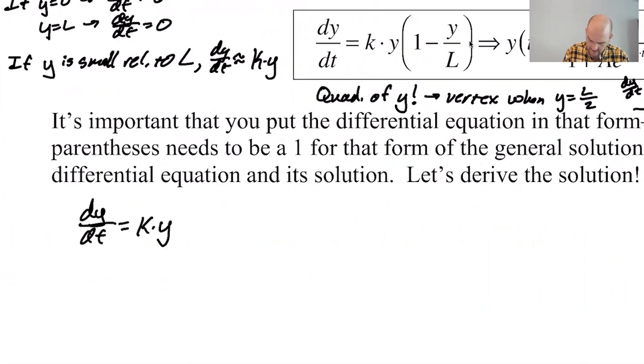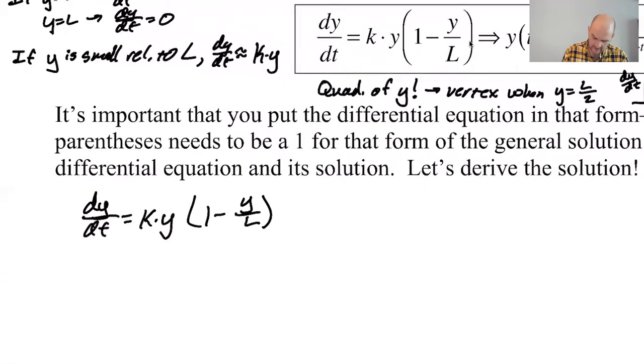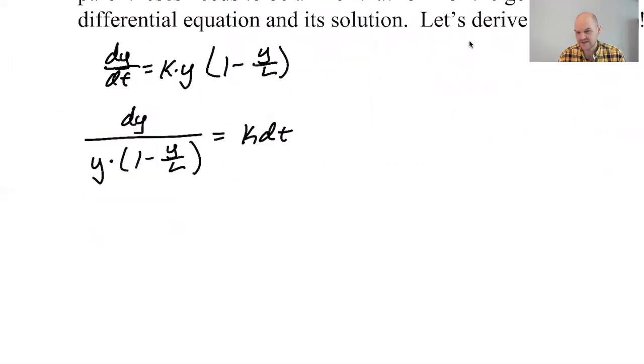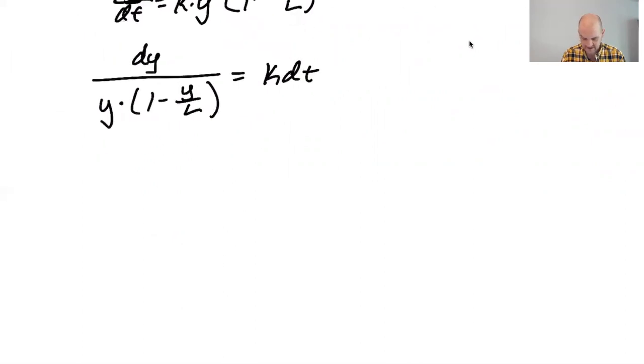K times y, and then 1 minus y over L. All right, we're going to separate. So dy over y times 1 minus y over L. And this is the reason that the logistic differential equation is not a part of Calc AB and it is a part of Calc BC. You need partial fractions for this.